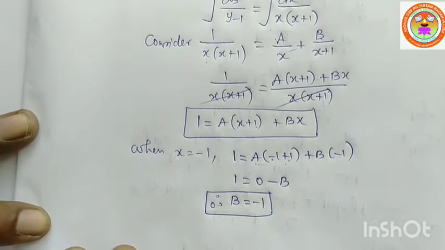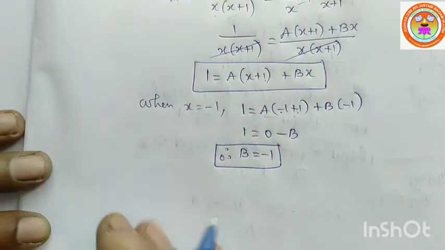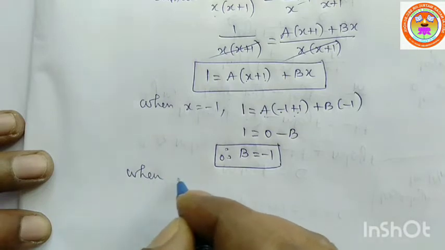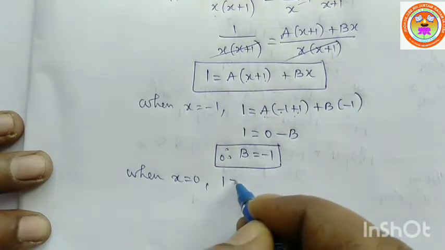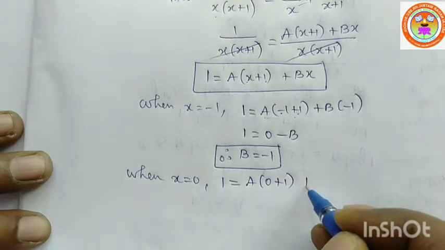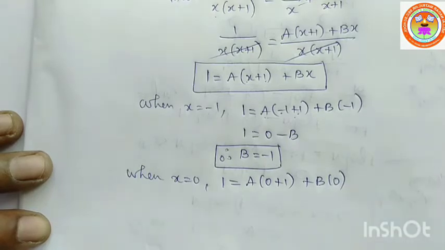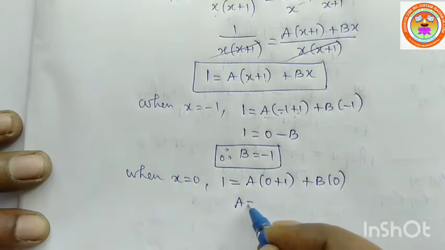Similarly, we can apply x is equal to 0. When we apply x is equal to 0 in this relation, it will become 1 is equal to a into 0 plus 1 plus b into 0. b into 0 is 0, so we can leave this term. 1 into a is a. So a is equal to 1.